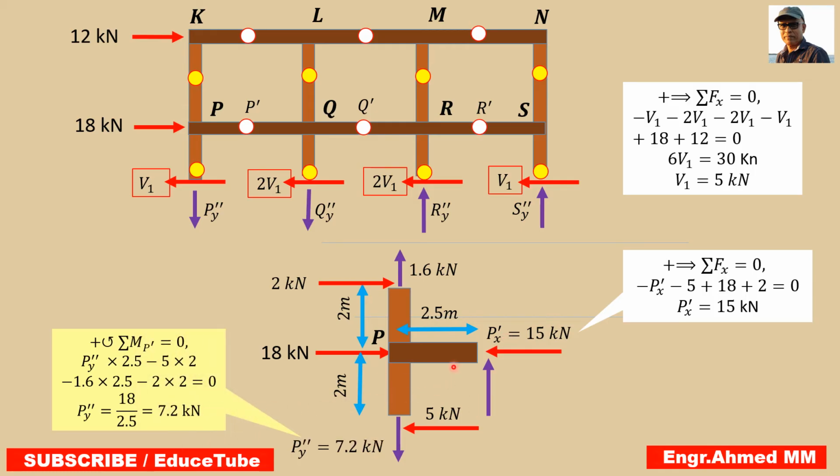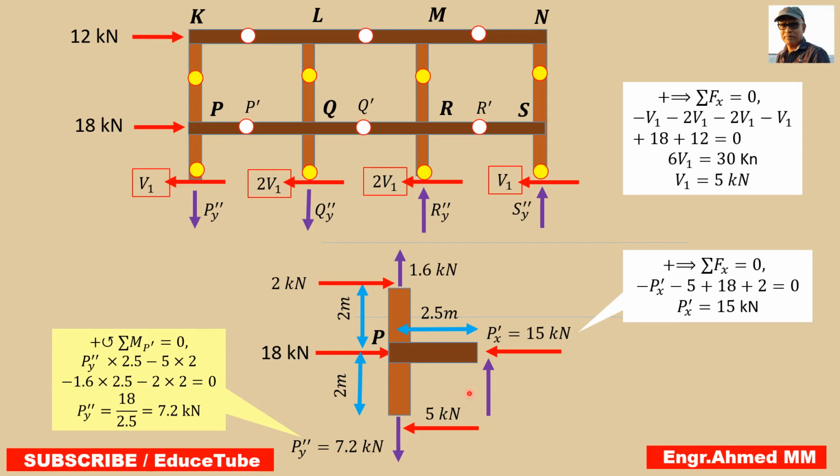So what are the forces we have to take in this scenario? Say P double prime Y multiplied by 2.5, minus 5 multiplied by these 2, then 1.6 multiplied by 2.5, because we are taking moment about these points, minus these 2 multiplied by 2. So we are getting the equation of equilibrium like this. Then easily P double prime Y equals 7.2 kilonewtons.